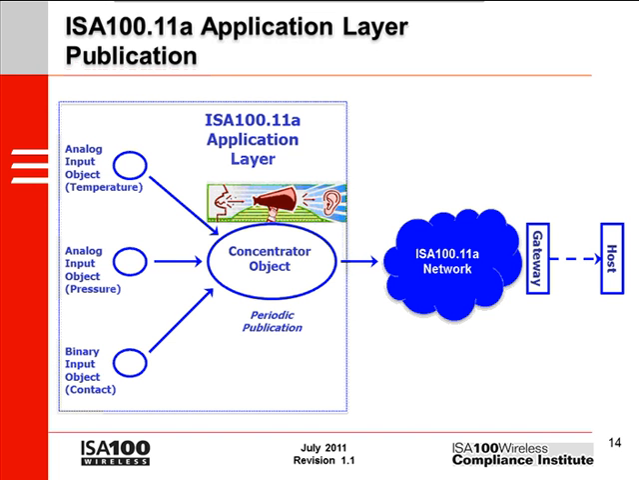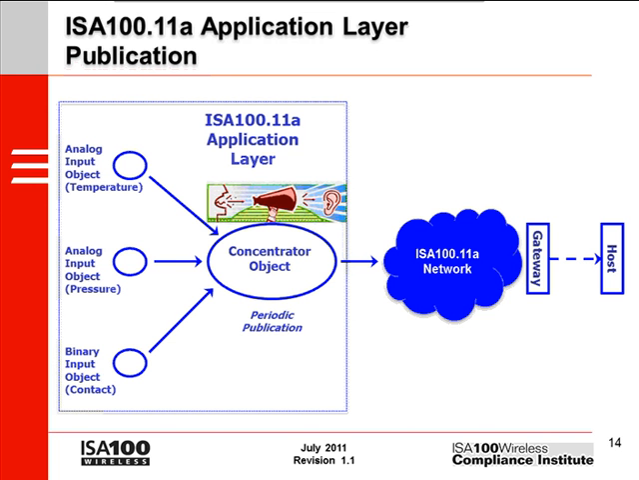For example, if a sensor is configured to transmit data every 5 seconds, we say that the information is published periodically every 5 seconds. In ISA100, publication is normally accomplished through a concentrator object, as shown in this diagram. A concentrator object assembles data of various types in the device and packages that data together, or concentrates the data. Then, the concentrator object publishes that data to another location on the network. Typically, a gateway is shown here.